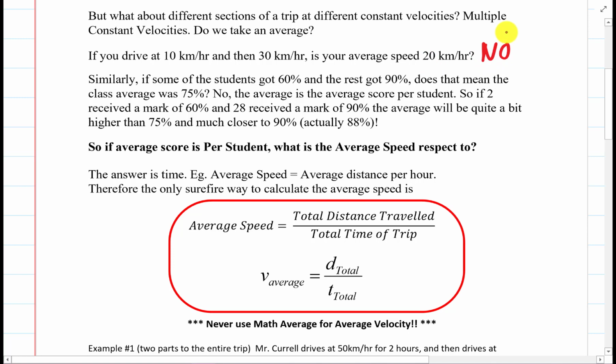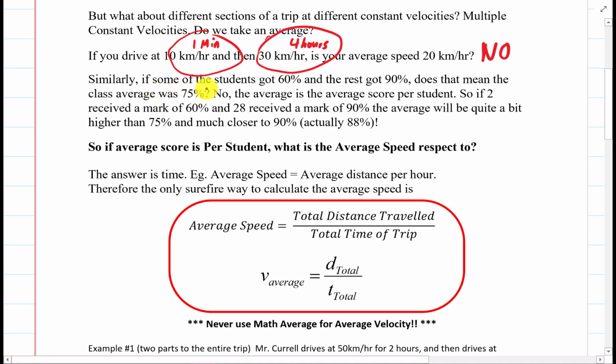No. Why isn't it? What happens if I drive at 10 kilometers an hour for 1 minute and then 30 kilometers an hour for 4 hours? My average is not 20 because I did this one a lot longer than the other.